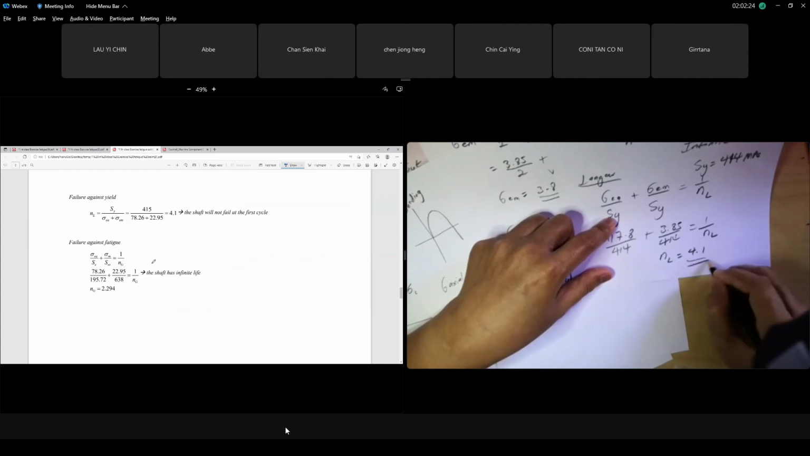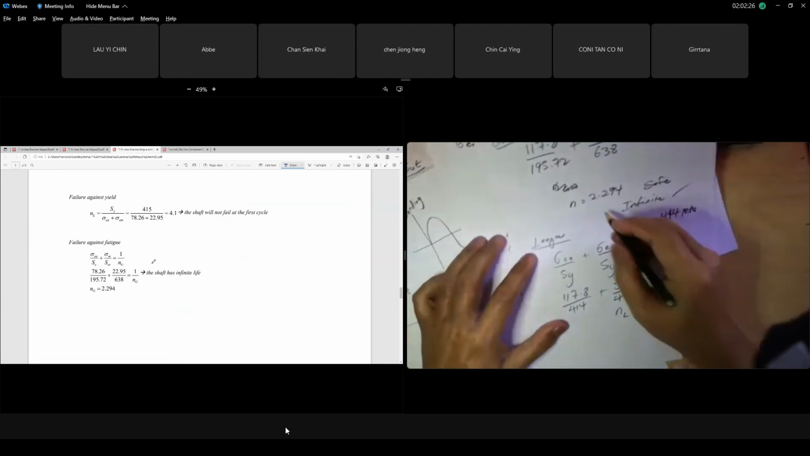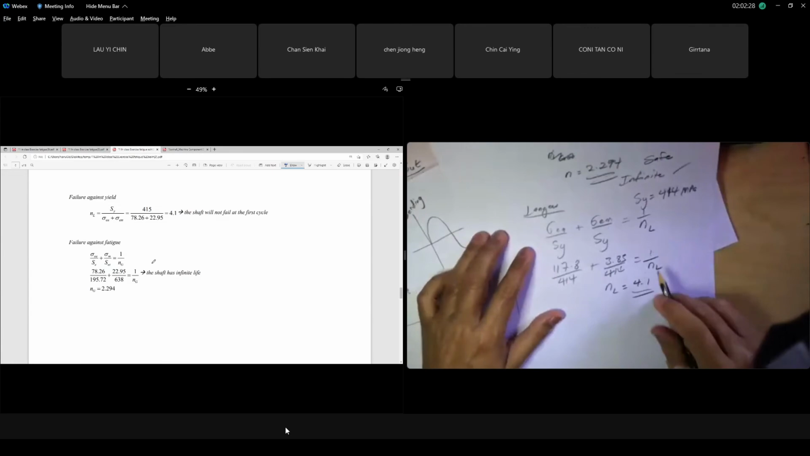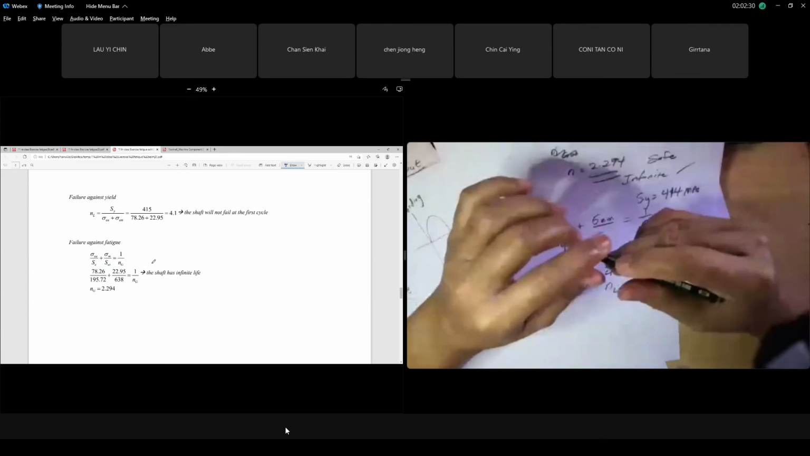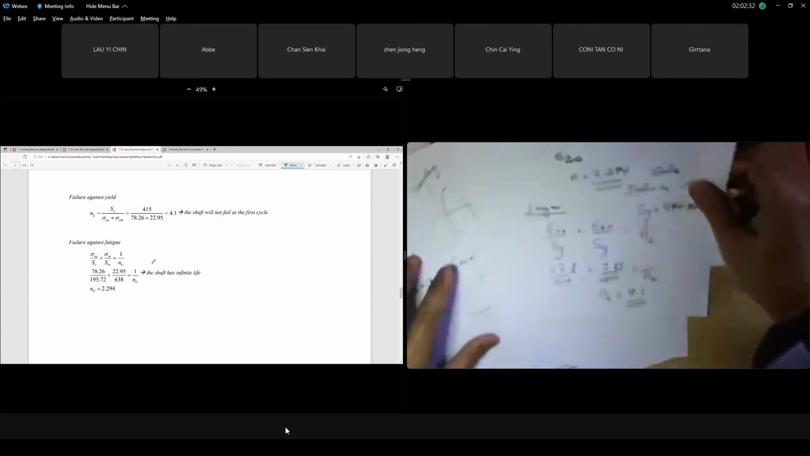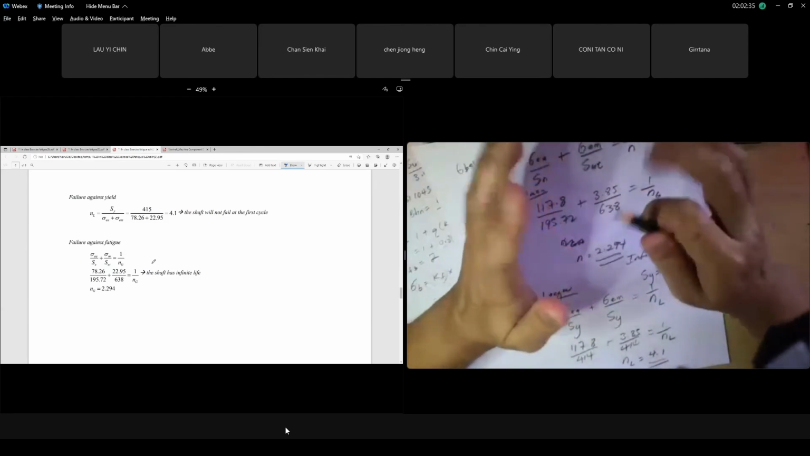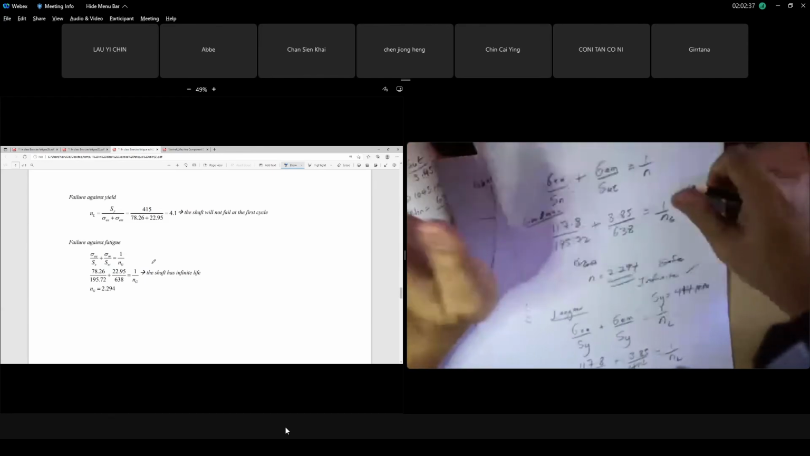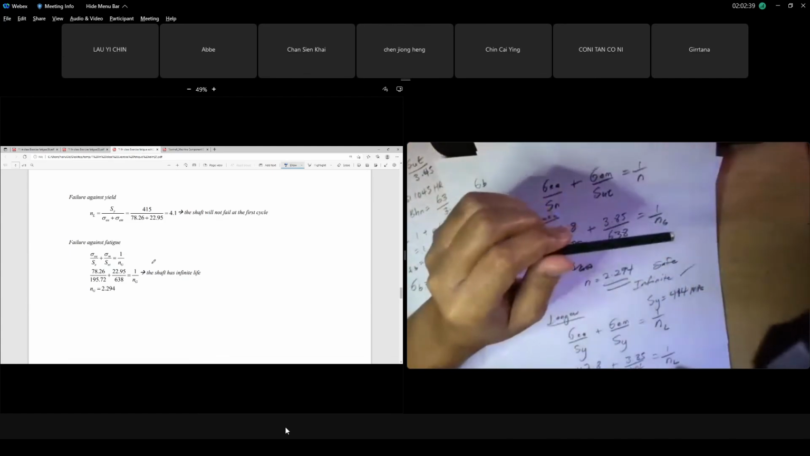So you have to check both, guys. Make sure that if you do fatigue analysis, you calculate both, one for Goodman and one for Langer. Make sure that both are above 1. It means the shaft is safe for the groove case only. For the shoulder, you look at the solution. Okay, can?